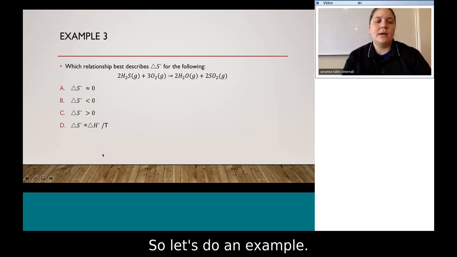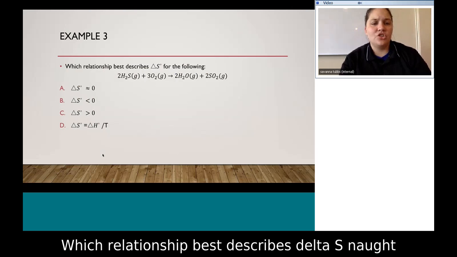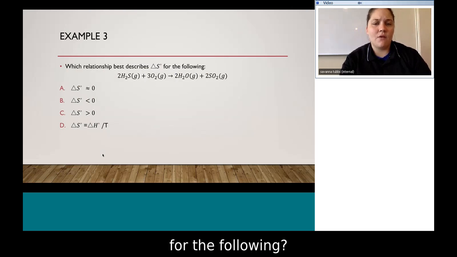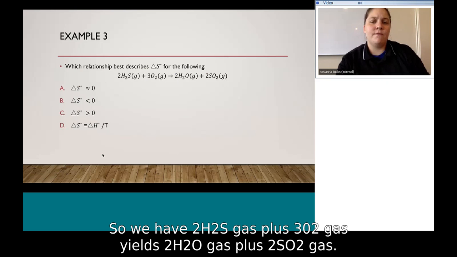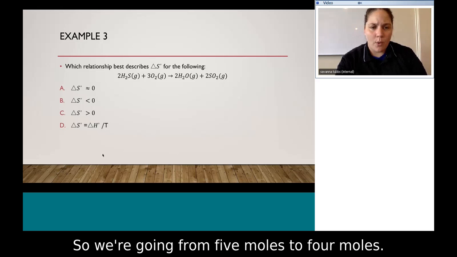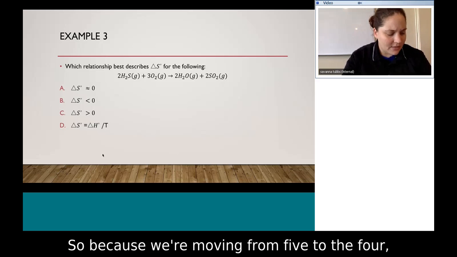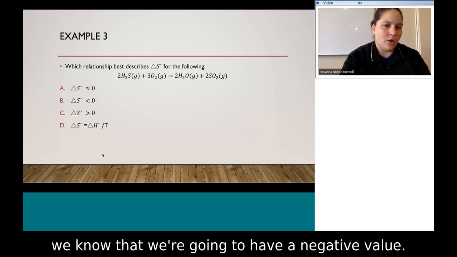So let's do an example. Which relationship best describes delta S naught for the following? We have 2H2S gas plus 3O2 gas yields 2H2O gas plus 2SO2 gas. So we're going from 5 moles to 4 moles. Because we're moving from 5 to 4, we know that we're going to have a negative value.